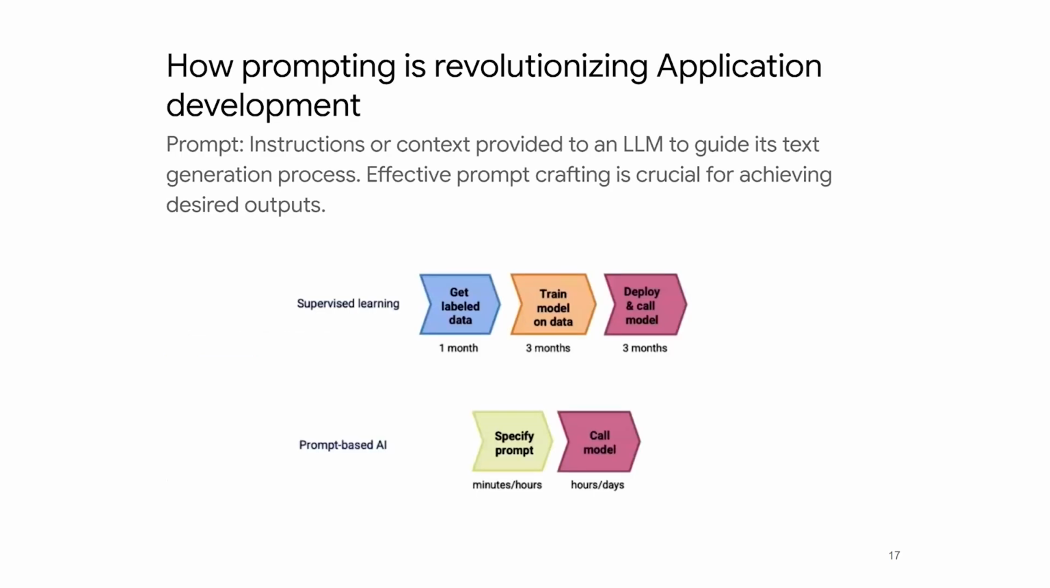But how they are powerful is that they're revolutionizing how we do application development. For example, we can provide an instruction to an LLM, and it's able to use that instruction to generate some sort of response for us. Previously, we worked with supervised learning, where you get labeled data, and you spend a lot of time on getting labeled data. Then you go into annotation, cleaning, and training the model. You spend a couple of months doing that. Then you deploy the model and make a model call.